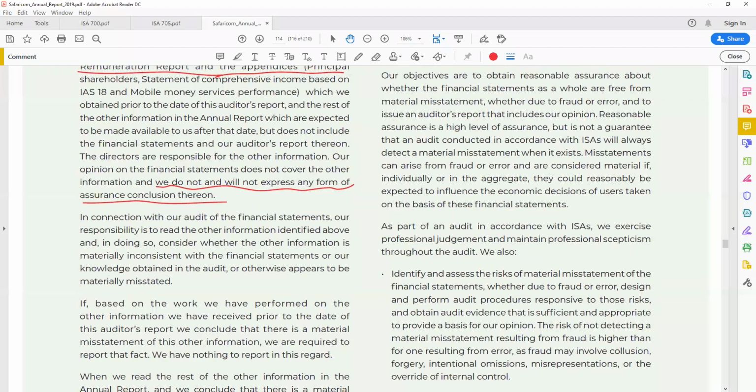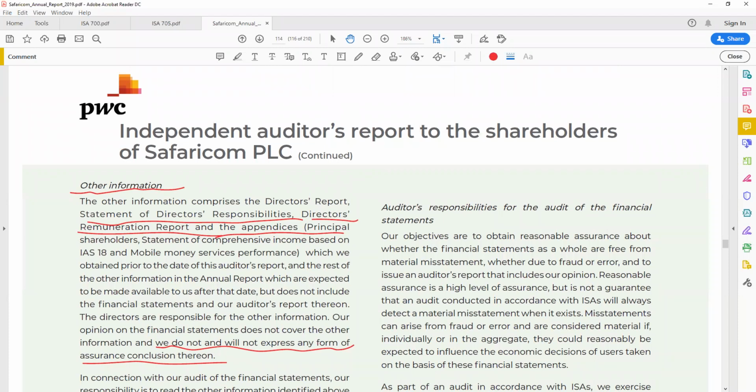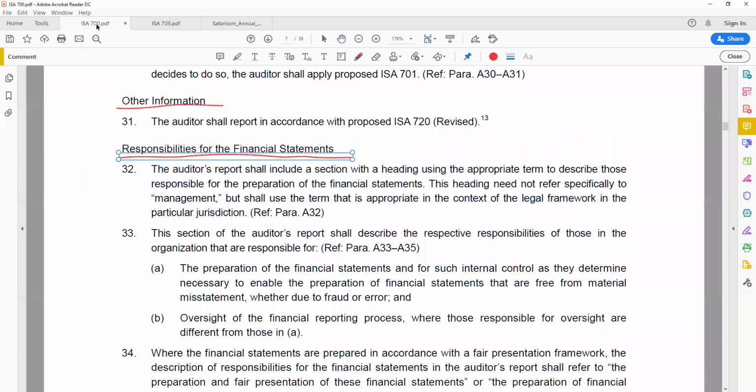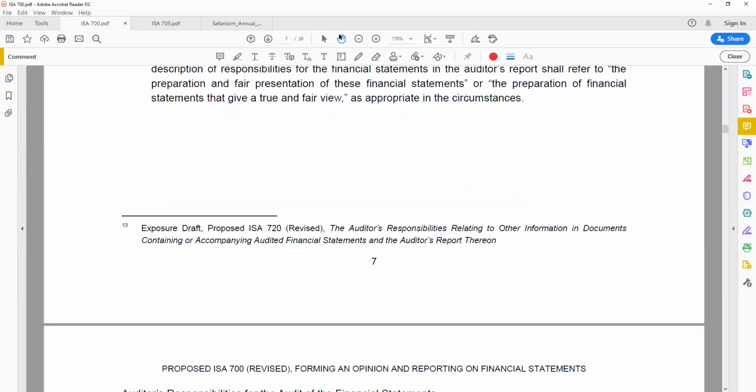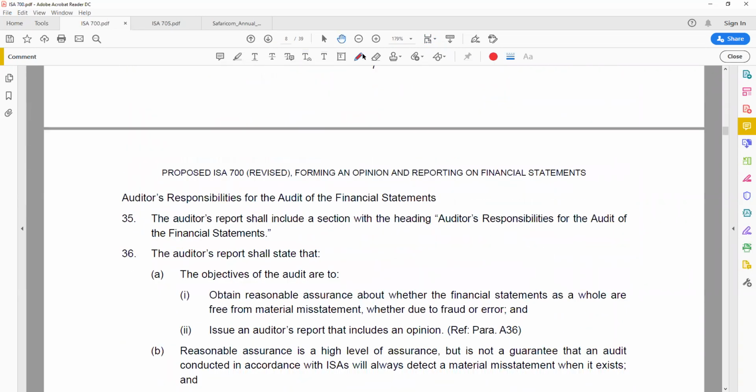Next, of course, we're going to describe what was your responsibility. So the next part of the report is the auditor's responsibility. So next we have the auditor's responsibility. What did you do in addition to the financial statement? You simply tell the users what work you carried out during the audit.